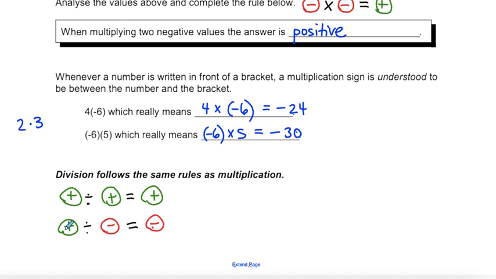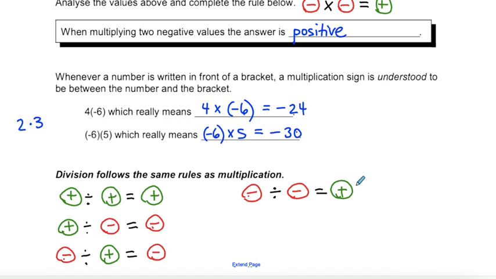The same thing happens if I switch these positive and negatives. So if I make my negative integer first and my positive integer second, the negative divided by a positive value will still give me that negative value. And lastly, if I have two negative numbers and I divide those, my final answer will be a positive value.